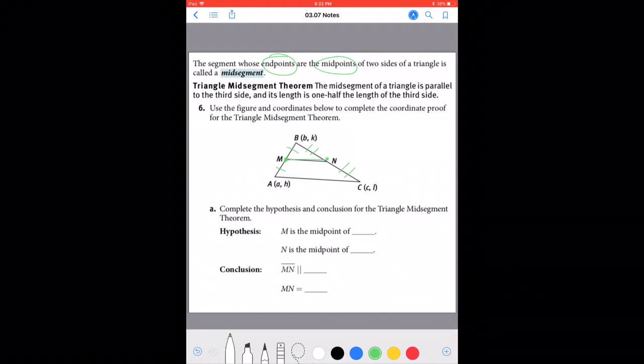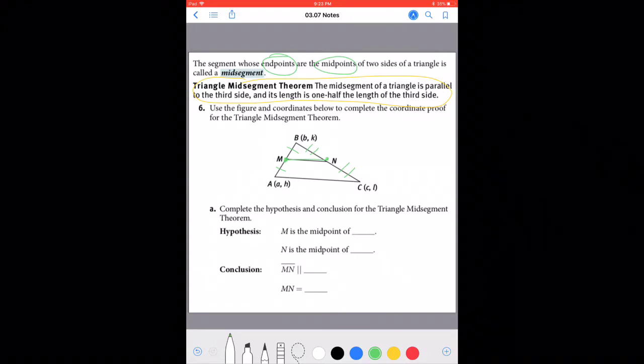Let's look at part A. Part A states, complete the hypothesis and the conclusion for the triangle midsegment theorem. So, it just wants us to change our theorem up here, which I'm circling in yellow, into some actual statements, some conjectures. So, we say M is the midpoint of blank. What side is M the midpoint of? I'm going to pause here so you can think about it.